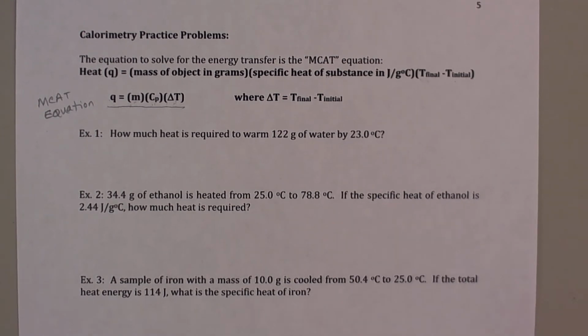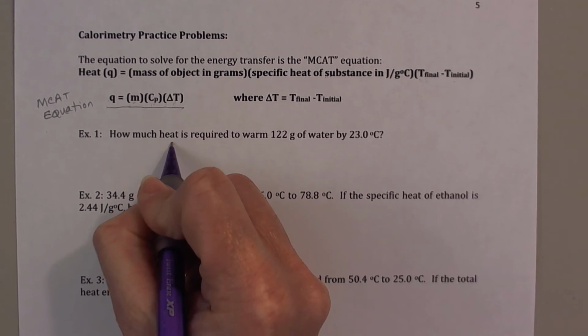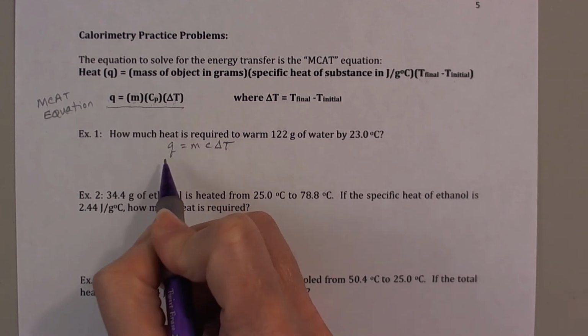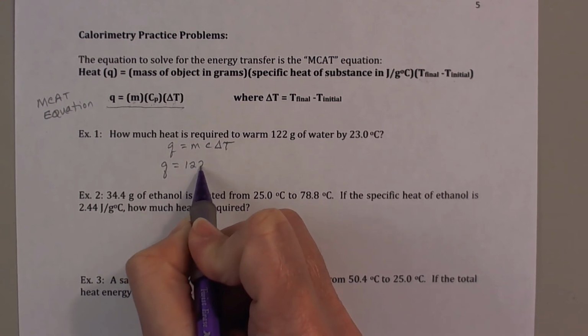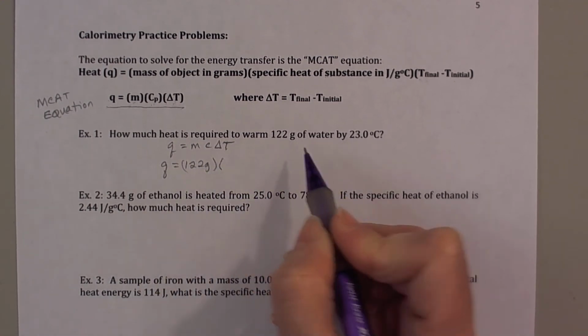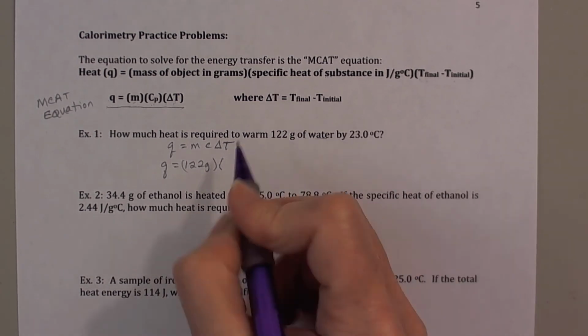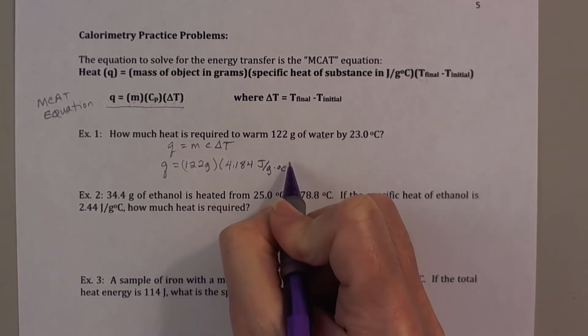All right, let's work a few of these mcat type of problems. For question number 1, it's asking how much heat is required to warm 122 grams of water by 23 degrees Celsius. Well, we say Q equals mc delta T. How much heat is required? Well, that's what it's asking us for. The mass is 122 grams of water. It doesn't give it to us, but we have to have memorized that the specific heat of liquid water is 4.184 joules per gram times degrees Celsius.